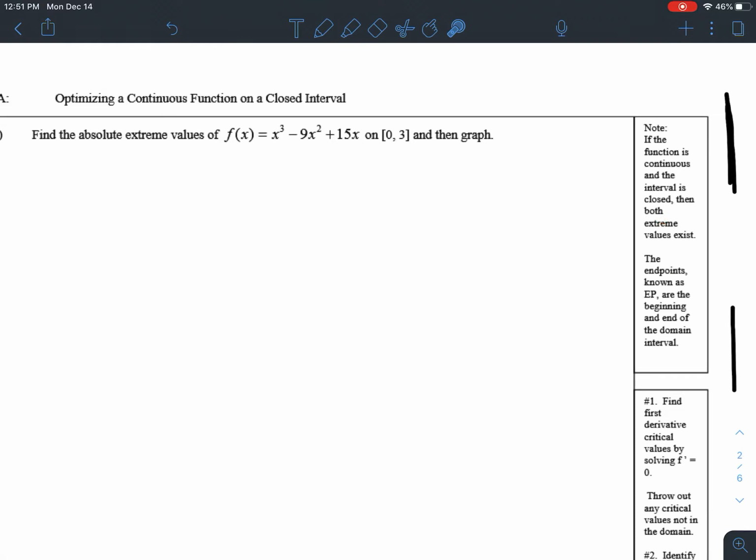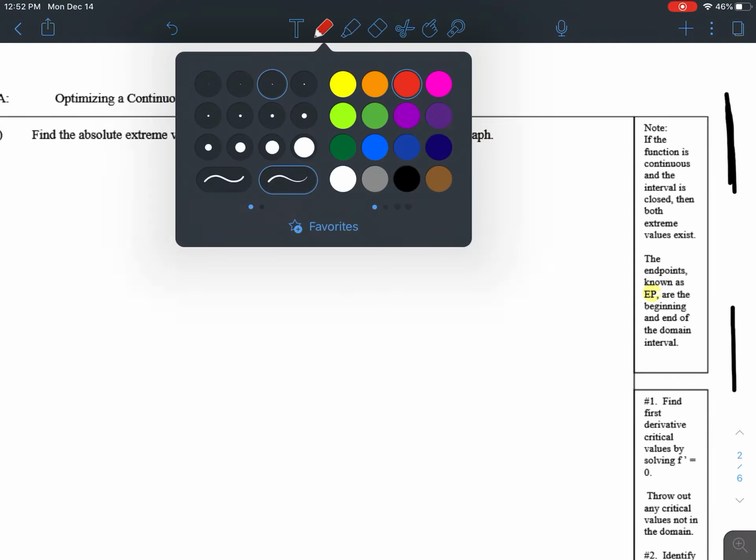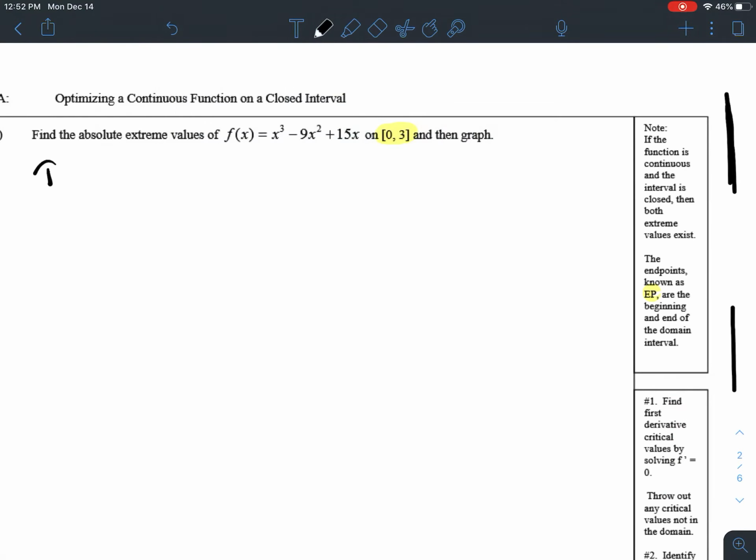We're going to call the endpoints of our interval EP, okay, the endpoints. And that's this part right here. We're only wanting to look at the graph between the x values of 0 and 3, even if the graph extends past that. So I'm going to guide you through these steps that you see along the right-hand side of your paper. I'm going to label our first step here, number 1. And that step says, find the first derivative, critical values, by solving the first derivative set equal to 0.